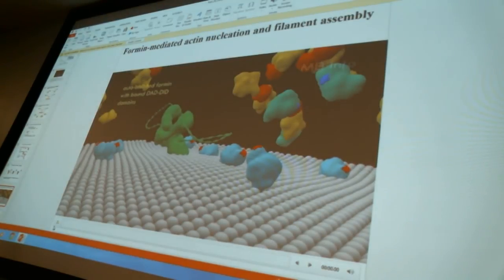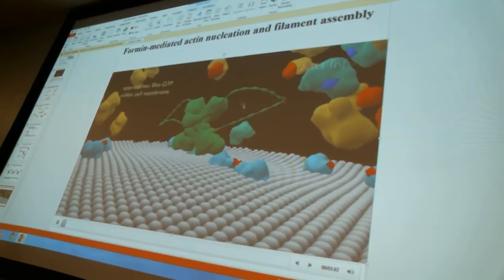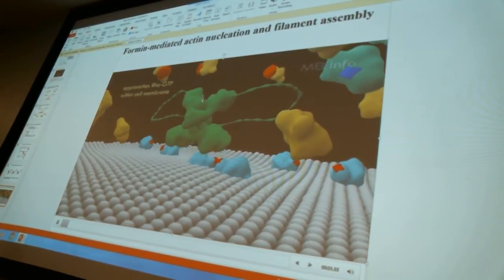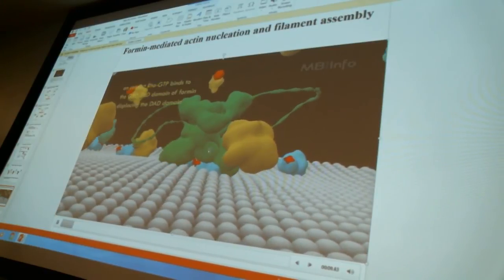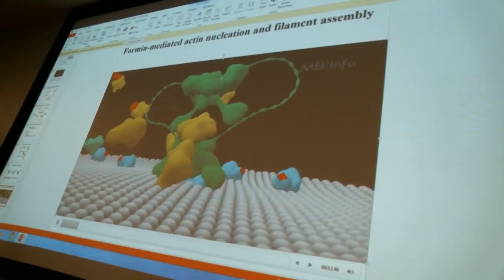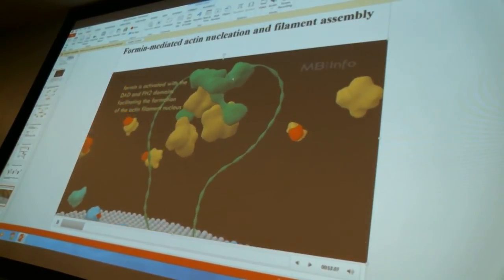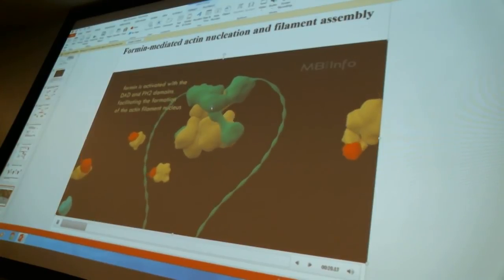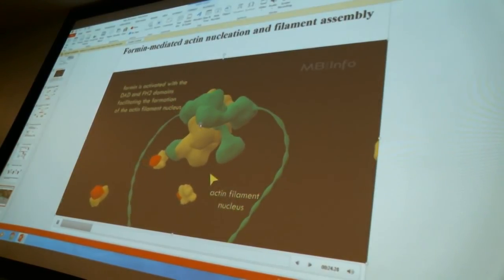Here's just a video demonstrating this. So initially, formin is floating around in a collapsed, non-active form, and then it becomes associated with activated Rho GTPase. As a result, there's a conformational change, unfolding, and now formin is able to interact through its FH2 domains with actins and initiate slow polymerization.